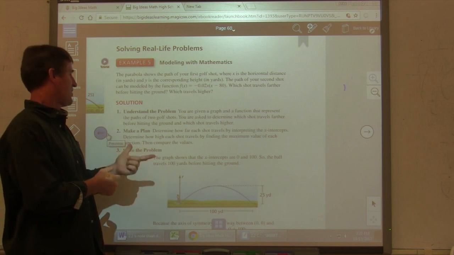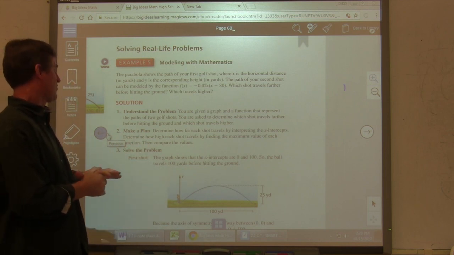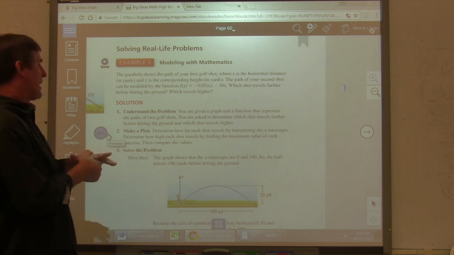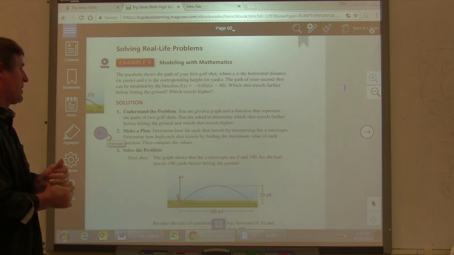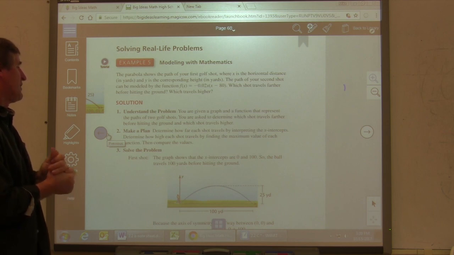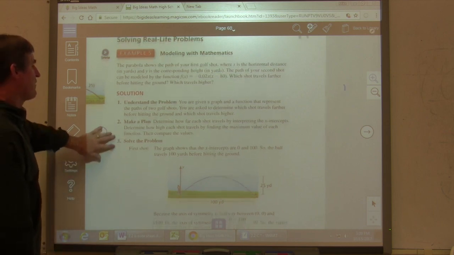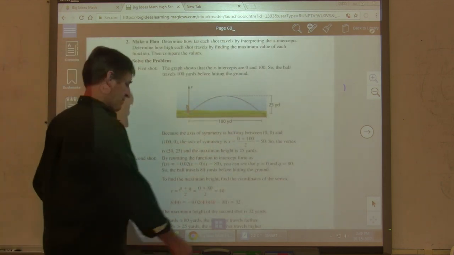So, understand the problem. You're given a graph and a function that represents the path of 2 golf shots. You're asked to determine which shot travels farther before hitting the ground and which shot travels higher. Make a plan. Determine how far each shot travels by determining the x-intercepts. Determine how high each shot travels by finding the maximum value of each function. Then compare the values.